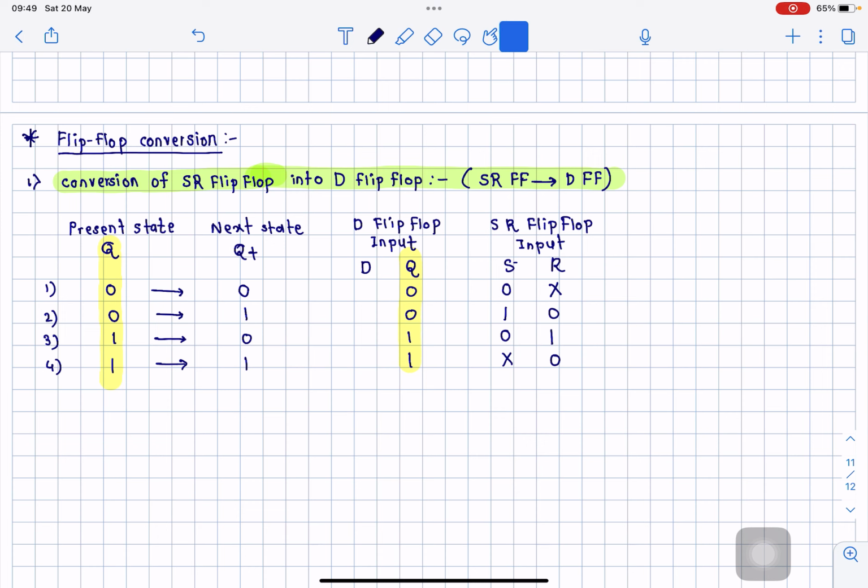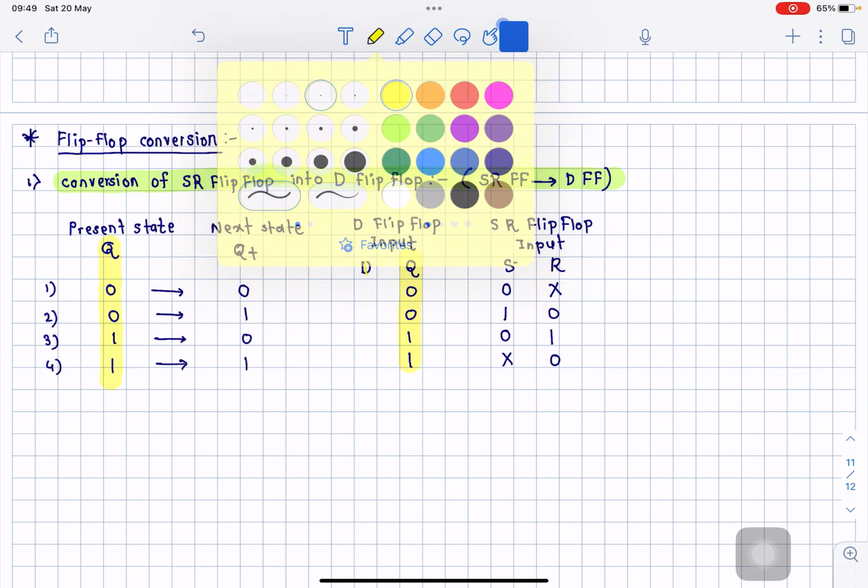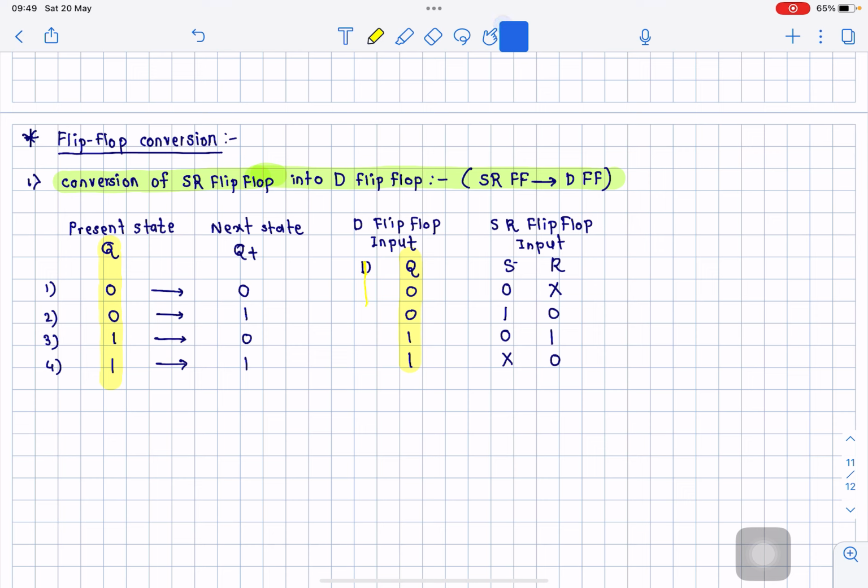Now what is important to write here is the column which is left with the D input. Let me highlight this with a yellow color, this input we want to write. So now you pay attention to the present state. The first 2 columns, present state is 0, next state we also wanted 0. So what will be the value of D?